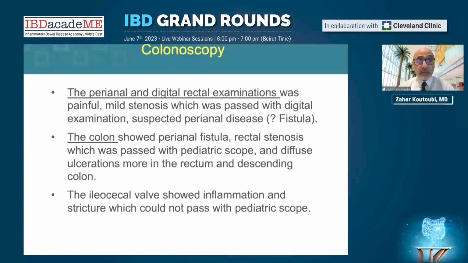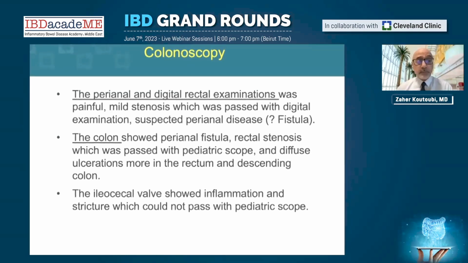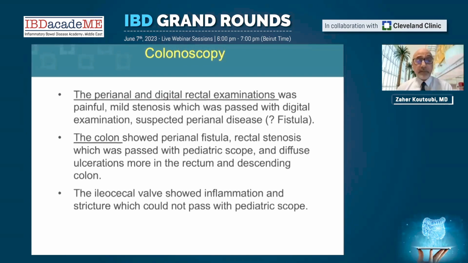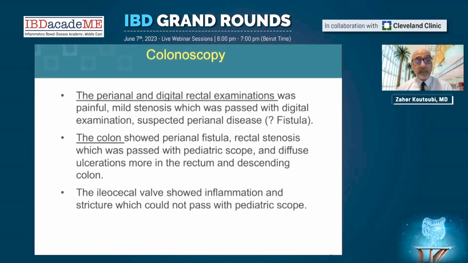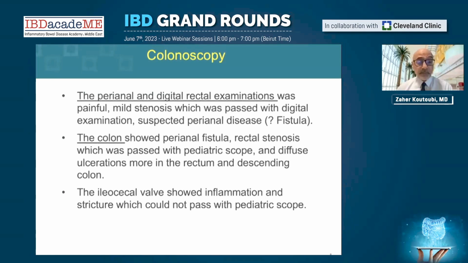We also went ahead and did a colonoscopy, and the perianal and digital exam was painful. There's a mild stenosis which was passed by the digital rectal exam. Again, we suspected a possible fistula because of that pain. The colonoscopy showed a perianal fistula. We will see the pictures very shortly. Rectal stenosis, which was passed by the pediatric scope, diffuse ulcerations in the rectum and the descending colon, and the ileocecal valve appeared inflamed and strictured, which could not be passed with the pediatric scope.